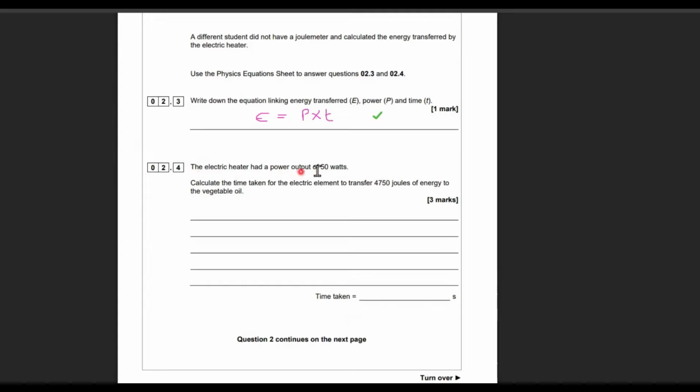The electric heater had a power output of 50 watts. Calculate the time taken for the electric element to transfer 4,750 joules of energy to the vegetable oil.